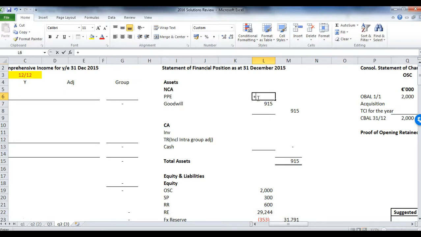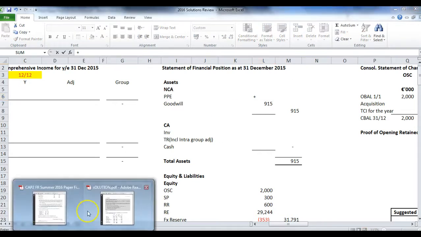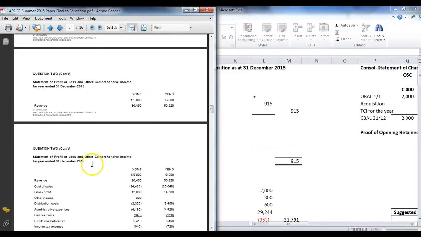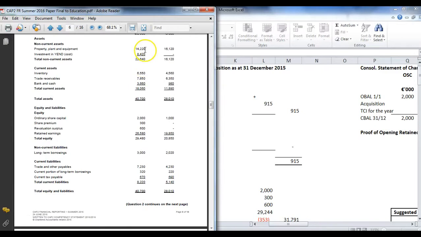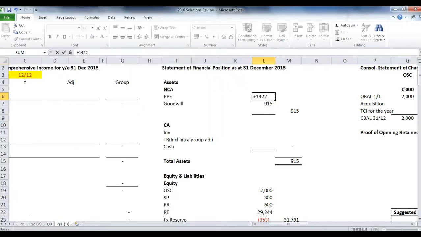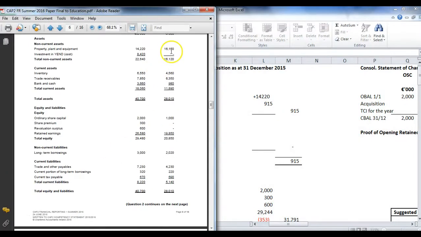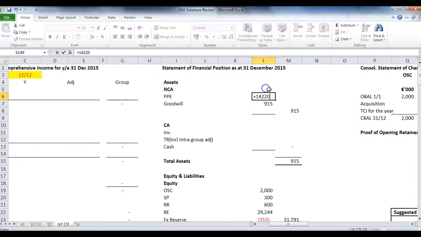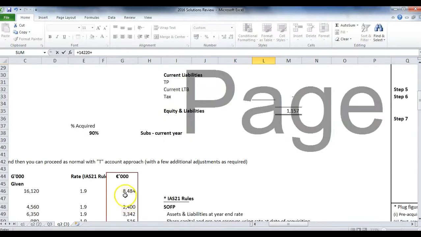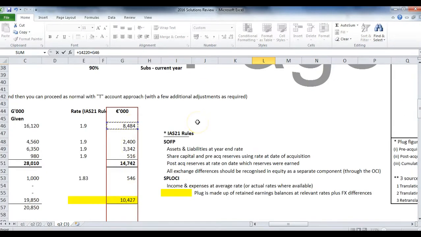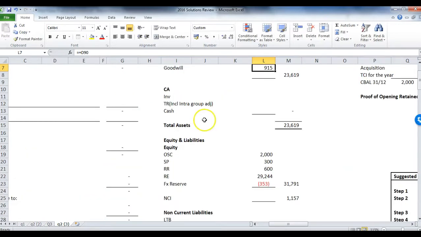You just add the parent, which in this case for PPE would be 14220. Now do not add in 16120, which some students make the habit of doing. That is the wrong currency. You need to use your retranslated balance sheet, 8484, translated using IAS 21 rules.